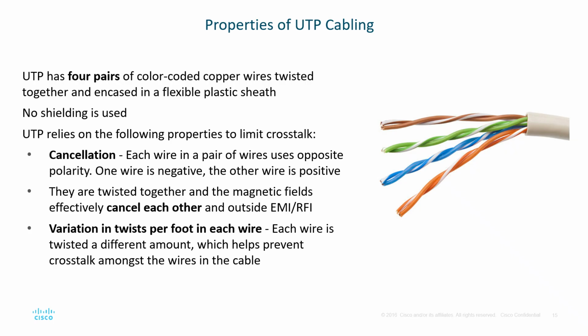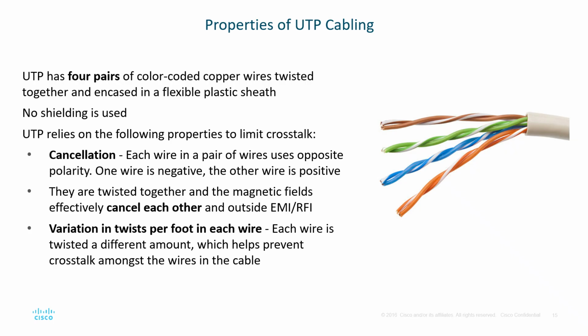UTP relies on the following properties to limit crosstalk. Again, crosstalk is those 2 wires interacting and creating interference. Each wire in a pair uses opposite polarity. One wire is negative, the other wire is positive. They are twisted together and their magnetic fields will effectively cancel each other out, as well as outside EMI and RFI. Also, what you want to notice is the variation in the twist per foot in each wire. Each wire is twisted a different amount, which also helps to prevent crosstalk amongst the wires in the cable.